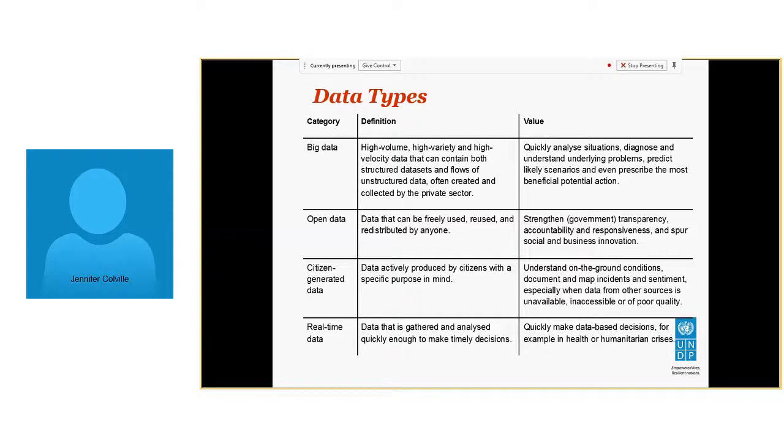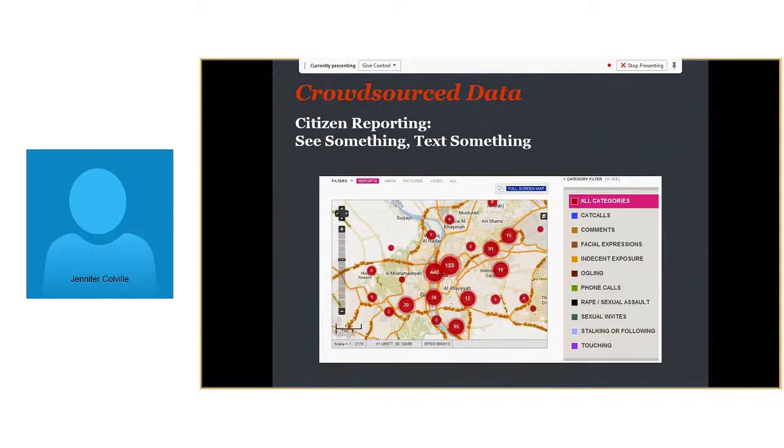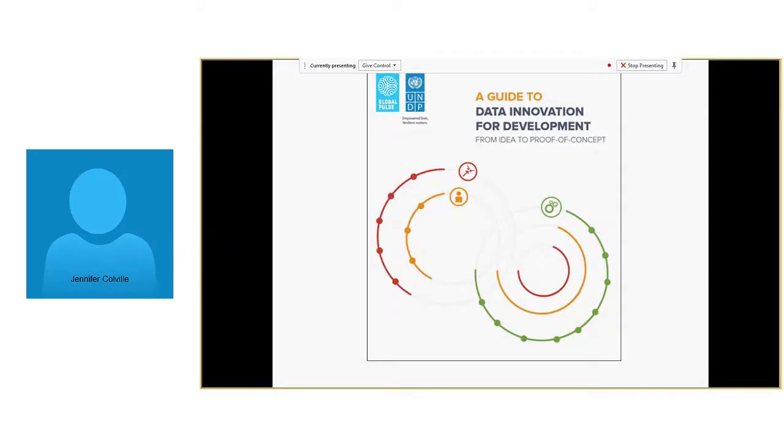Now I want to move into the two initiatives that we've been working on over the past couple of years on data innovation. The first is something called the Guide to Data Innovation for Development. This is an initiative of the Innovation Facility that crossed a couple of regions, Arab states and Europe and Central Asia. We had 3 country offices from each of the regions looking at how we might use different kinds of data in any kind of context, so it was fully open to them to decide how they wanted to think about data and in what context.